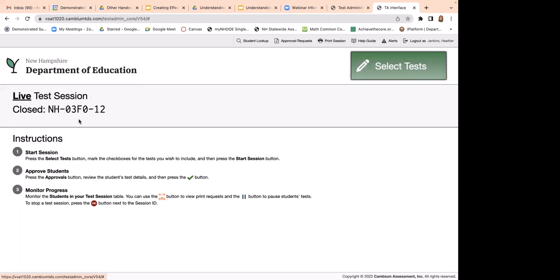You can't use it again. It won't come up again. Students couldn't log into it now. As soon as I stopped it, the session would stop for all students.